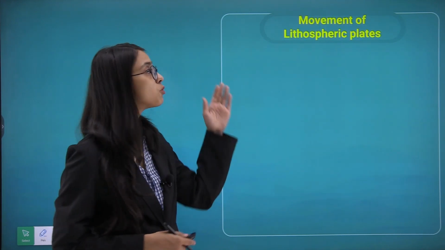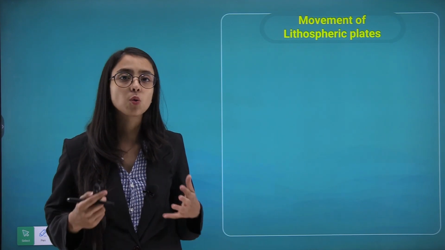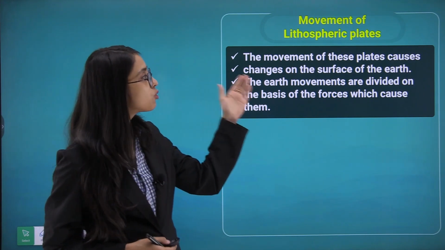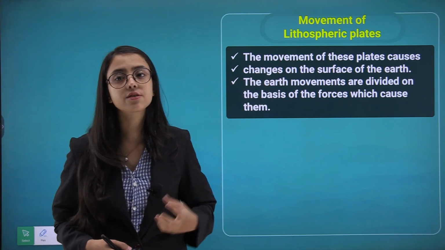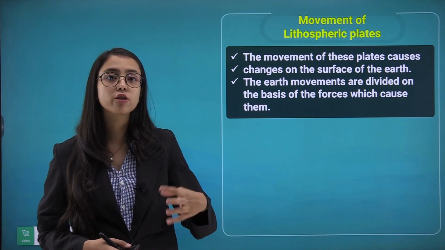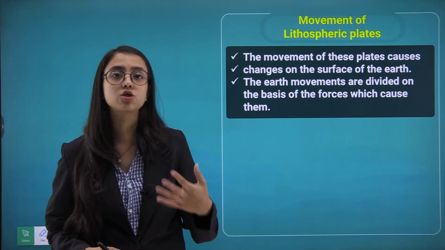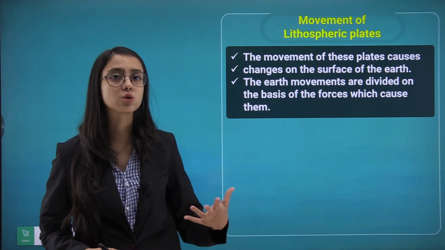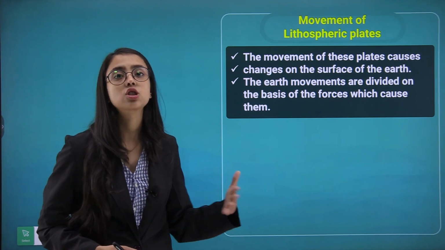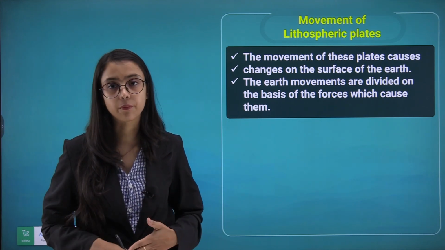Now, let us talk about the movement of lithospheric plates. We need to understand better how the lithospheric plates move. The movement of these plates causes various kinds of changes on the surface of the earth. It may result in the formation of new land masses, and new landforms such as mountains, volcanoes, plateaus, plains, etc. Or it may also result in some natural calamities such as earthquakes, volcanic eruptions, tsunamis, etc.